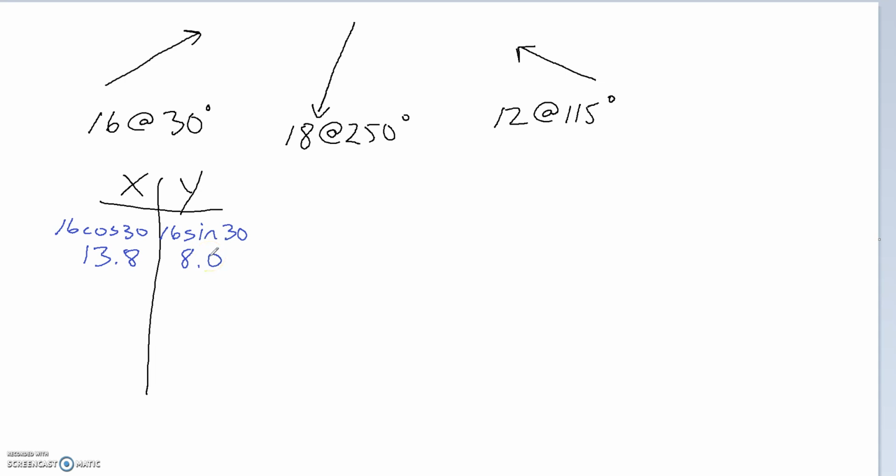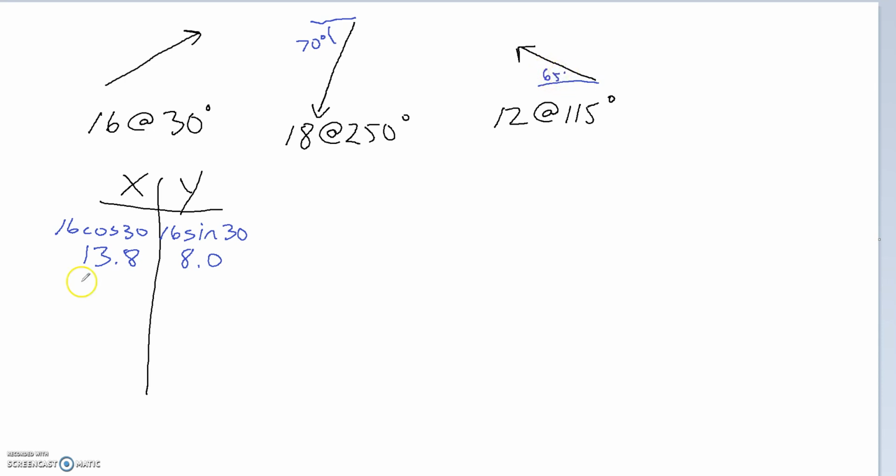I'll do the same thing for my second vector, and you could use the 250 degrees in the calculation, or if you prefer, a lot of people would actually use that angle right there, which would be 70 degrees, which will also work just fine. The same thing for the third vector. Some people would use the 115. Other people wouldn't use the 115. They would use the much smaller angle of 65 degrees. It's up to you. It doesn't make any difference.